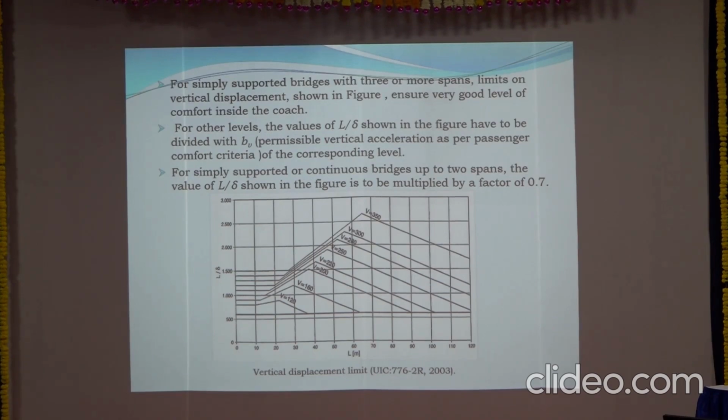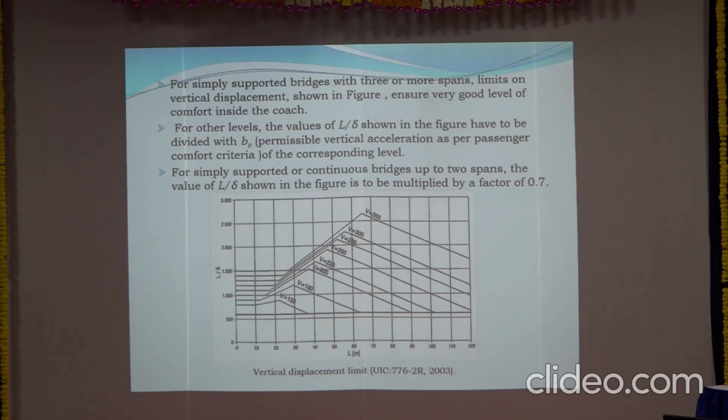So when we want to change the level of comfort, say you want to go for the acceptable level, then what you do is divide the L by delta by b_v. This is the permissible vertical acceleration as per the passenger comfort criteria. For simply supported or continuous bridges up to 2 spans, the value of L by delta shown in the figure is to be multiplied by a factor of 0.7. So this is a graph between L by delta and L. L is the span.